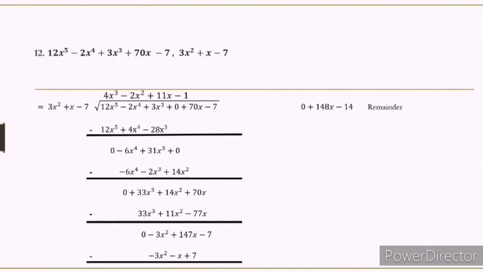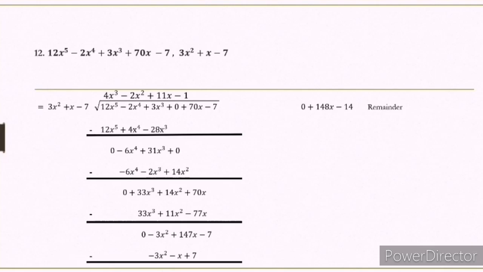Then the first term of the dividend, 12x raised to 5, divided by the first term of the divisor, 3x squared, is equal to 4x raised to 3. Then 4x raised to 3 multiplied by the divisor. 4x raised to 3 times 3x squared is equal to 12x raised to 5. 4x raised to 3 times x is equal to 4x raised to 4. 4x raised to 3 times negative 7 is equal to negative 28x raised to 3.